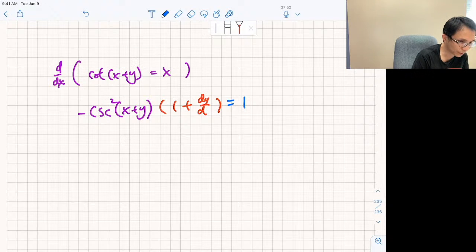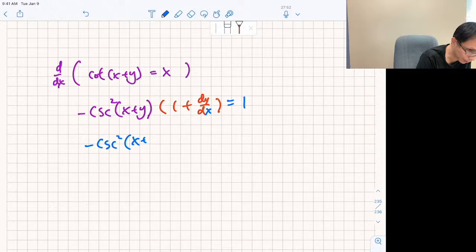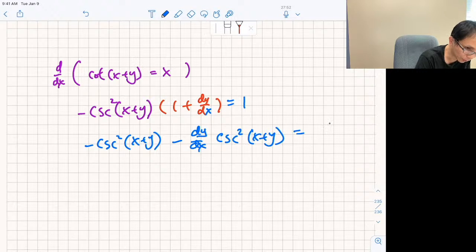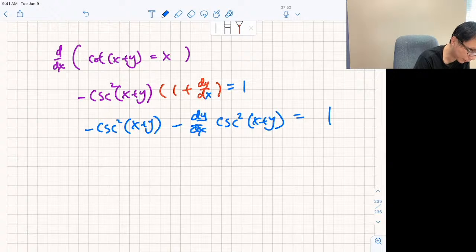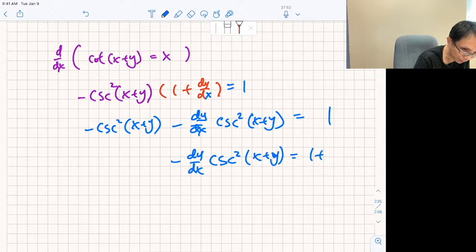This is equal to 1 if I take the derivative of 1. So this would be dy/dx. Okay, so then I would distribute this, so it'd be negative csc squared of x plus y, plus dy/dx of, this one's going to be negative, sorry, csc squared of x plus y is equal to 1. Then I just move over. So minus dy/dx csc squared of x plus y is equal to 1 plus csc squared of x plus y. Does that make sense?